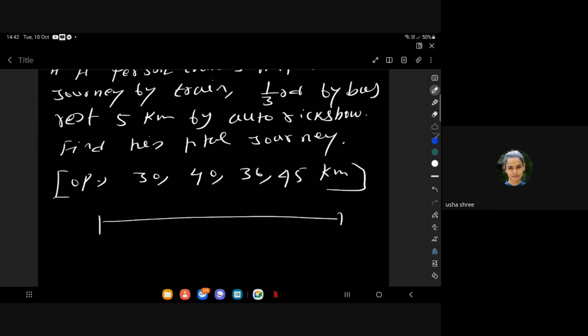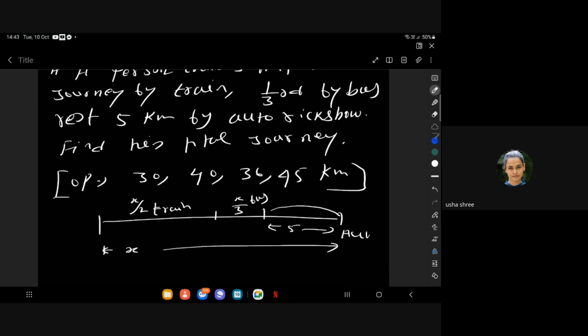So this is the total journey. Let the total journey be x. Half of the journey is x by 2, covered by train. Then one third, x by 3, by bus, and the rest, 5 kilometer, by auto.